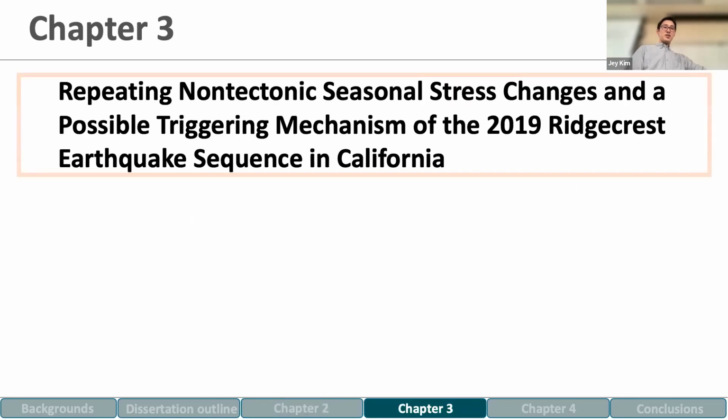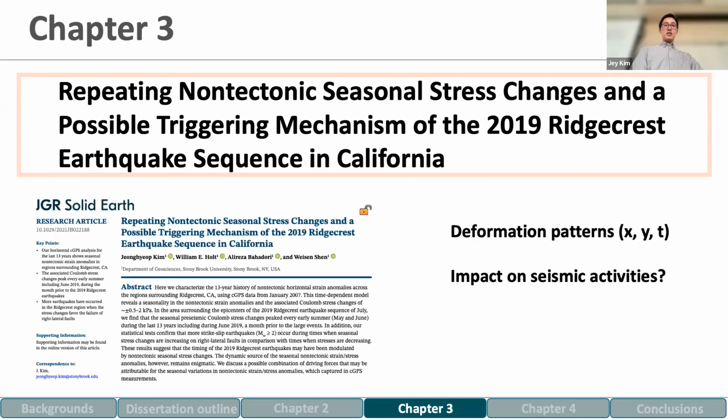And in the next chapter, the title is Repeating Non-Tectonic Seasonal Stress Changes and a Possible Triggering Mechanism of the 2019 Ridgecrest Earthquake Sequence in California. It's another paper published in JGR Solid Earth. I have the same co-authors and one additional co-author, Professor Wei-Sun Shen. He visited us last January, and he provided a very important idea. So he's a co-author, and he was my PhD defense chair.